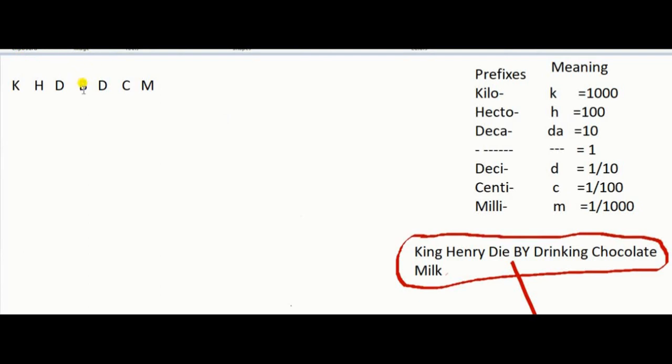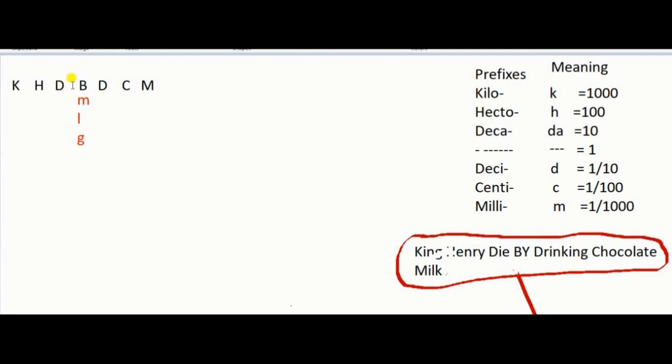So where we have the B here is the base. This is where you can find meter, liter, and gram. It all depends on what you are measuring. If you were measuring volume, you will use liter. If you were measuring mass, you would use gram. And if you are measuring length, you must use meter. In this case, I am going to use meter. So where the base is, that's where my meter is.